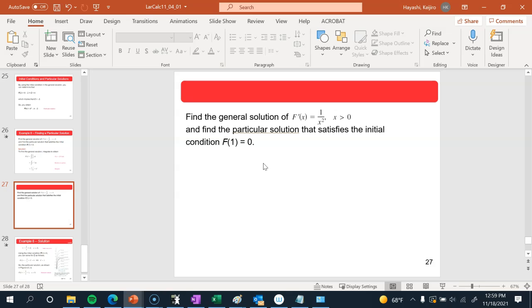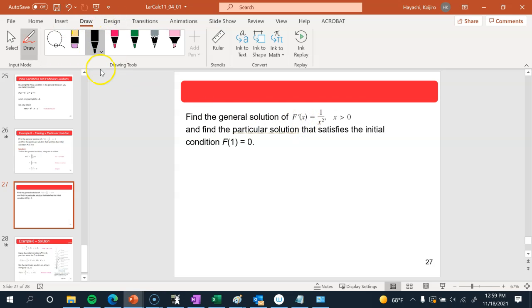So you want to find the general solution of this differential equation, right? But really, it's an integration problem. And following that, you want to find the particular member of that family that will satisfy the additional initial condition where, if you plug in 1, you get 0. Okay. So first, the general solution.